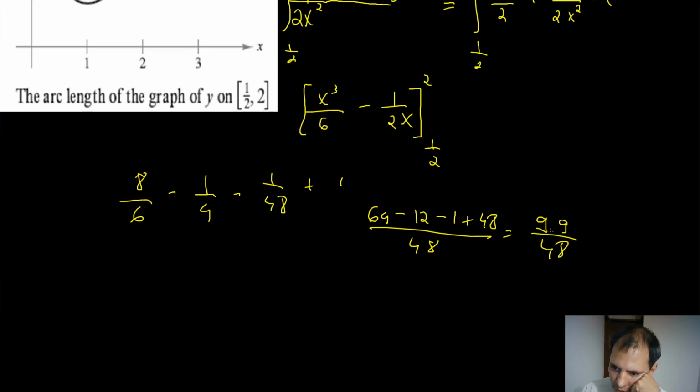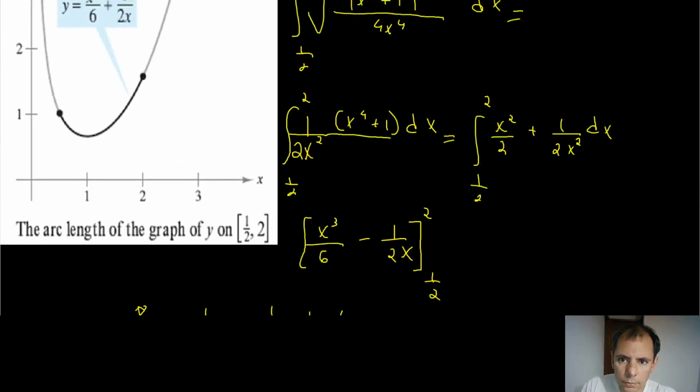And you can simplify this thing by 3, okay? So I guess this becomes a 33, and this one becomes 16. I think that's it, guys. 33 over 16, that'll be the length of this arc in here, okay?